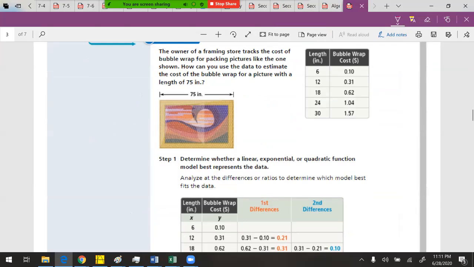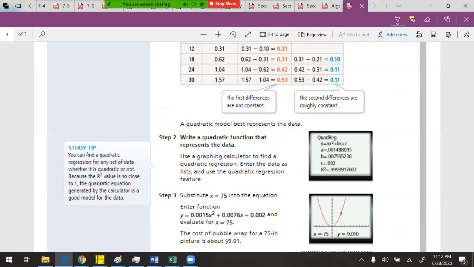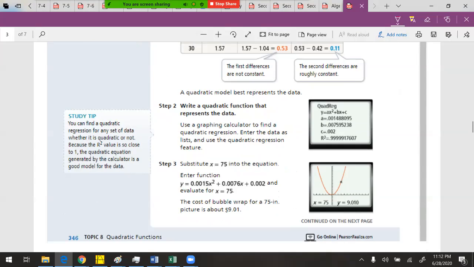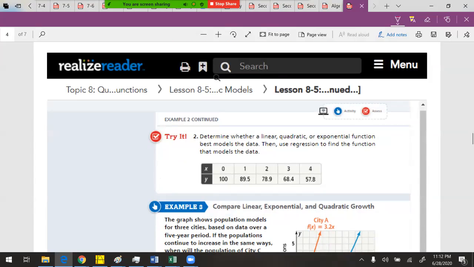The owner of a framing store tracks the cost of bubble wrap for packing pictures like the one shown. How can you use the data to estimate the cost of bubble wrap for a picture with the length of 75 inches? We need to determine if it's linear, exponential, or quadratic. So we subtract the numbers. It's not consistent. We then subtract the differences, and they're pretty close. Since they're pretty close, we're going to use the quadratic regression model. Once we have the equation, then we can figure out 75. So once we make the equation, we can plug in 75 after that.